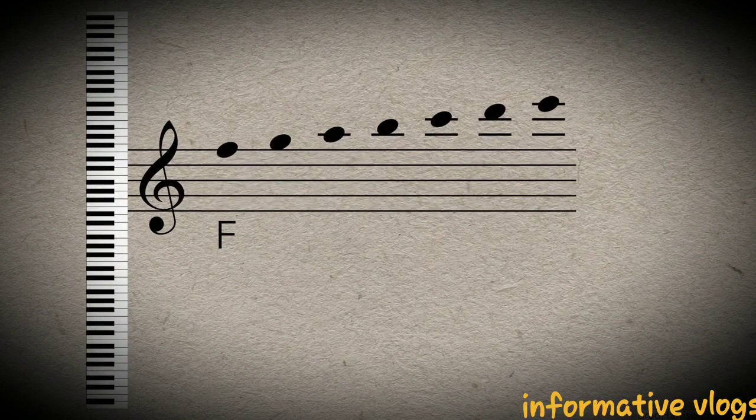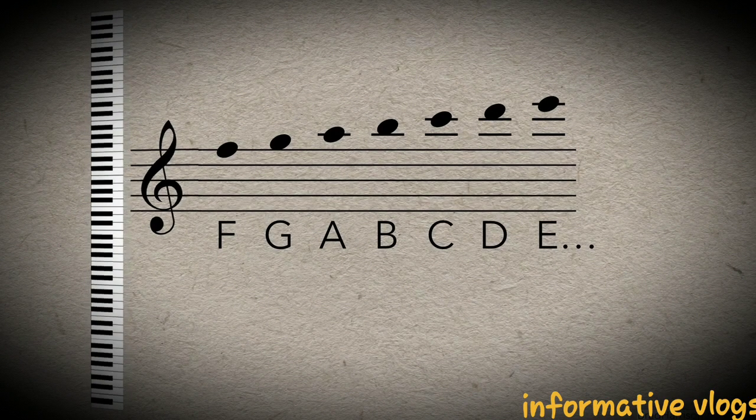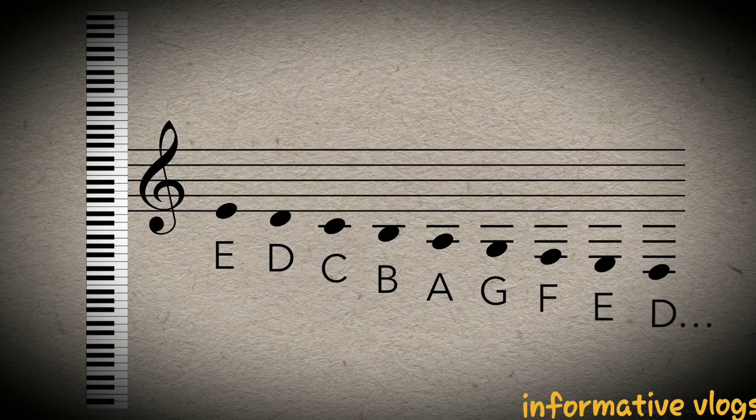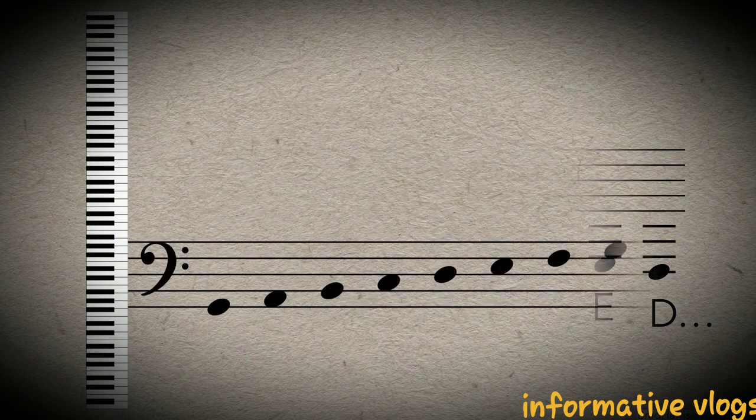If you have to go beyond the staff, we can add more lines called ledger lines, following the musical alphabet forwards. It works the same way if we want to go lower. We just go backwards in the alphabet. The bottom line is E, and below that is D, then C, B, A, G. There's really no limit to how many ledger lines you can use, but too many can become difficult to read, and it might be better to use a different clef, like the bass clef.